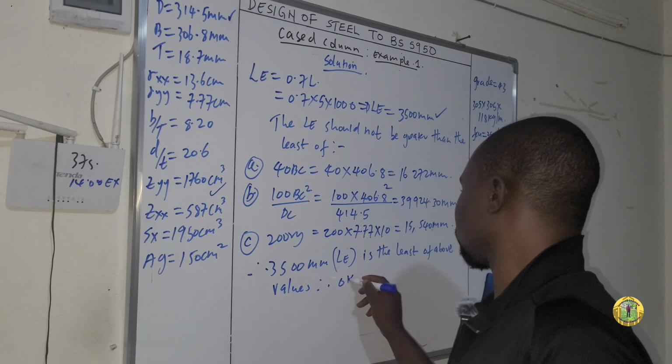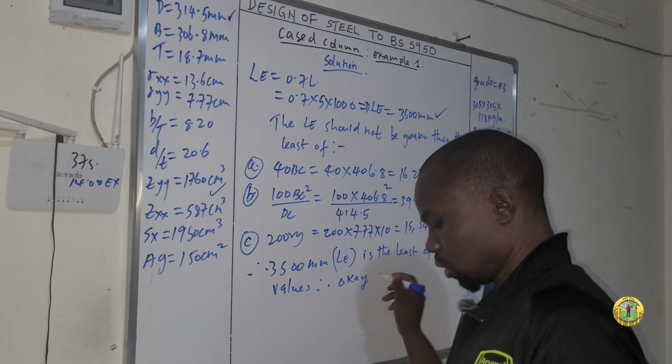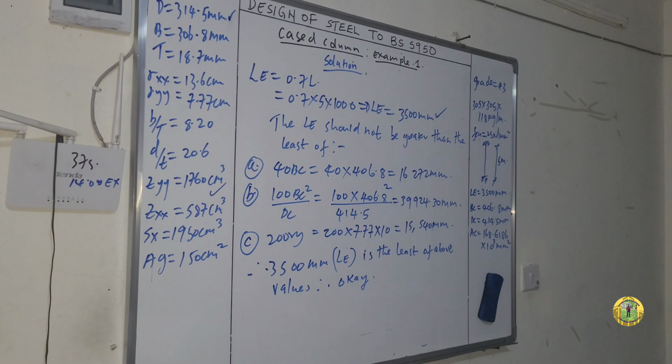After doing so, we now proceed to slenderness ratio.